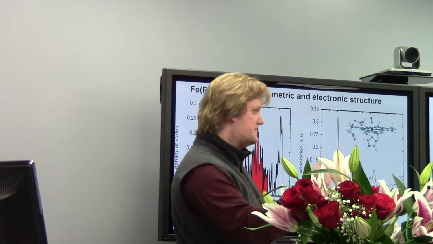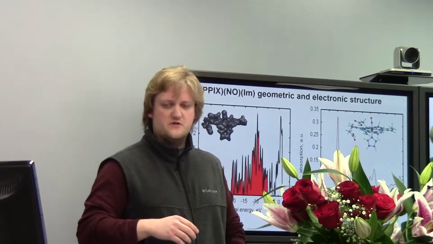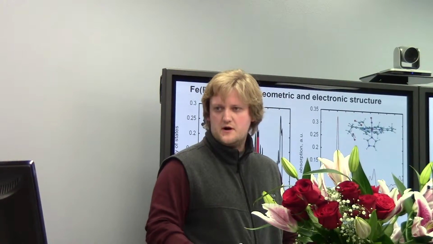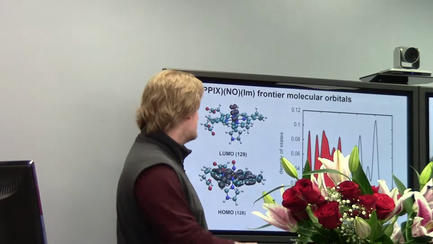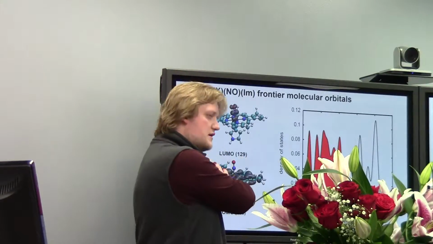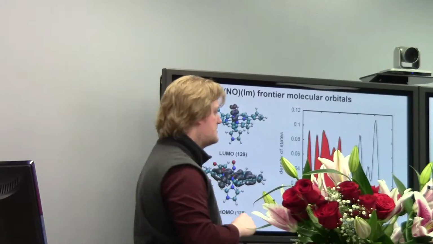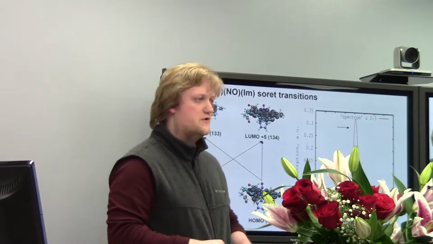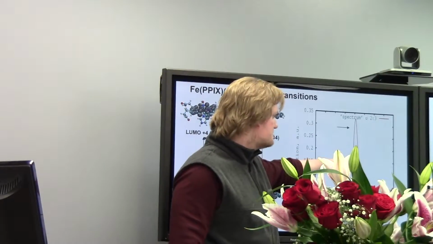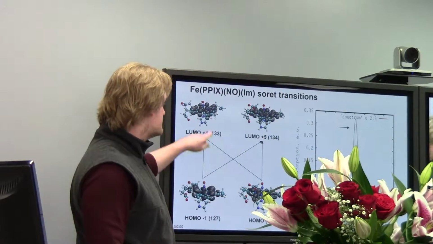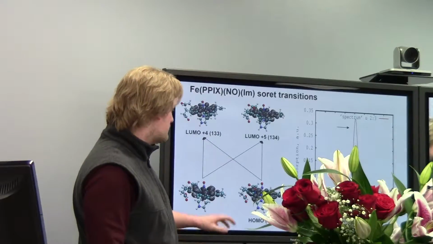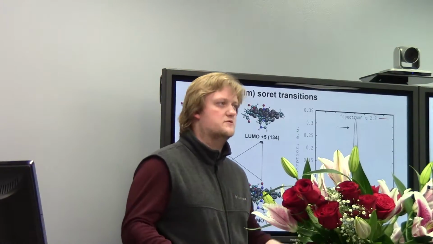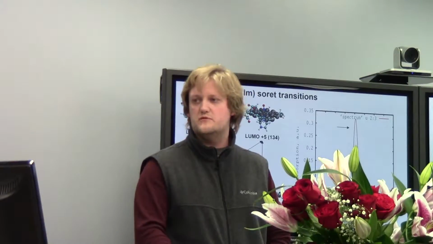All right, so this just shows the geometry optimized structure for my first model. The thing to keep in mind is that the HOMO has electron density on the porphyrin ring, whereas the LUMO has electron density on the nitrosyl ligand. If we look at the Soret transition of this particular model, we see that these transitions are dominated by molecular orbitals that have charge density along the porphyrin ring. These are pi star transitions that are commonly observed in porphyrins.